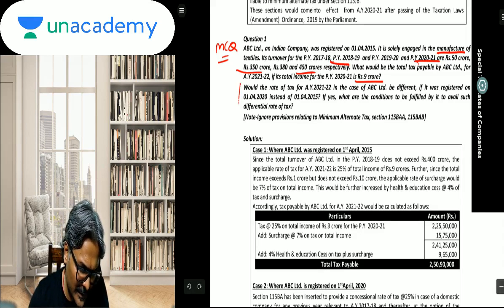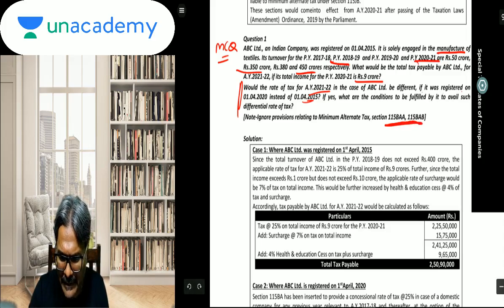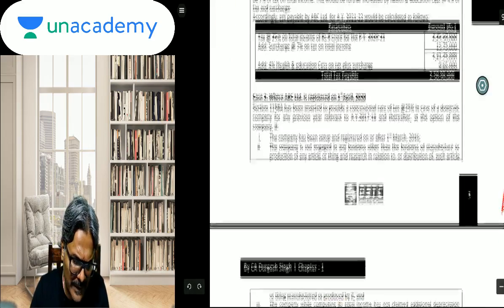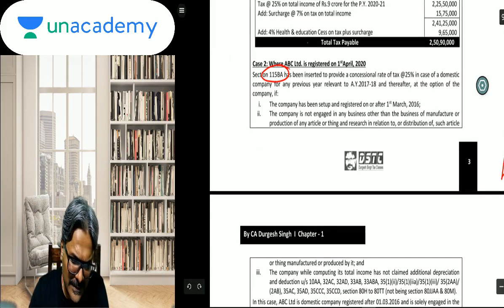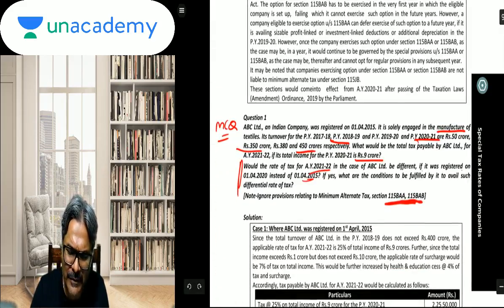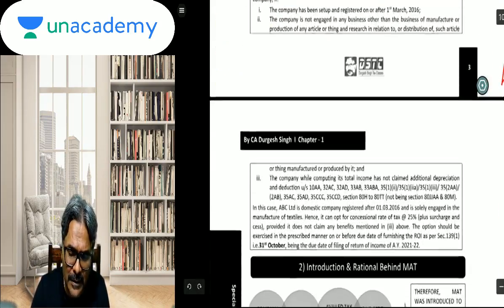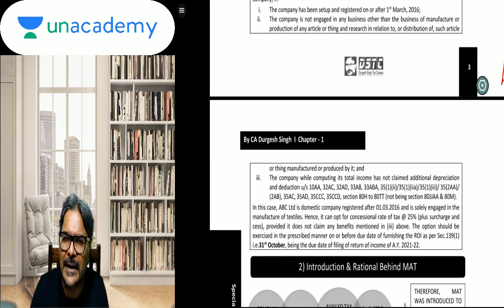Now what they are asking here: would the rate of tax for AY 21-22 in the case of ABC Limited be different if it was registered on 1st of April 2020 instead of 1st of April 2015? If yes, what are the conditions to be fulfilled to avail this? Here, friends, we are ignoring this provision, but we have applied 115BA, if I am not mistaken. See, there is one particular provision. Again, I don't want to touch upon this section right now, because these three sections, 115BAA, BAB and BA, we will touch upon exclusively in the alternate tax regime for a company.